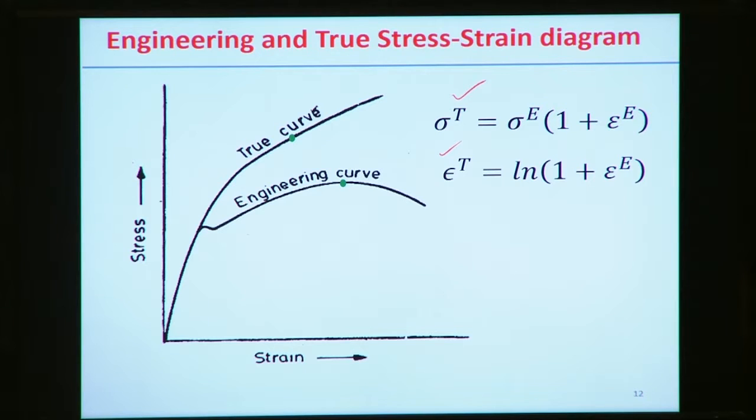Now up to the yield point, the true strain and engineering strain, and the engineering stress and true stress, are almost equal, because up to this point the amount of strain is very small. But when it just enters the plastic deformation zone, there is some deviation between the engineering stress strain curve and the true stress strain curve.